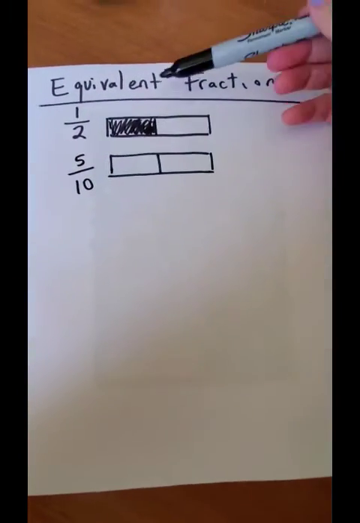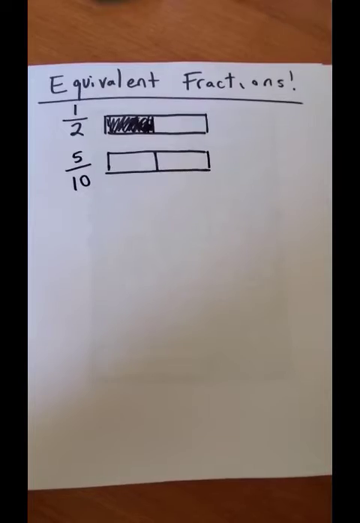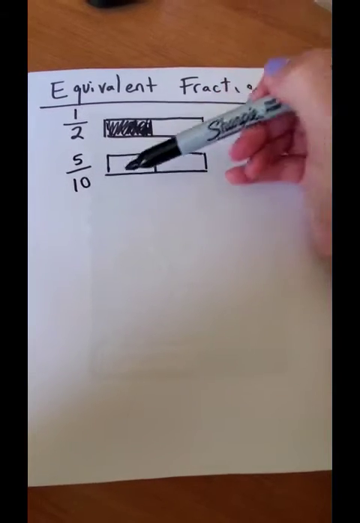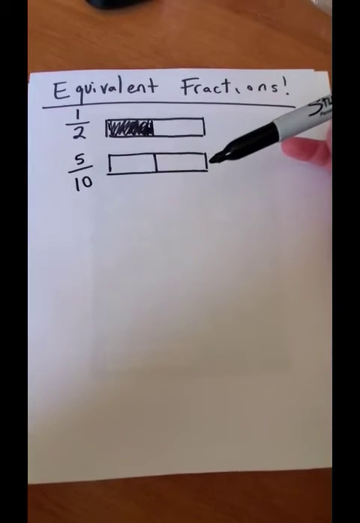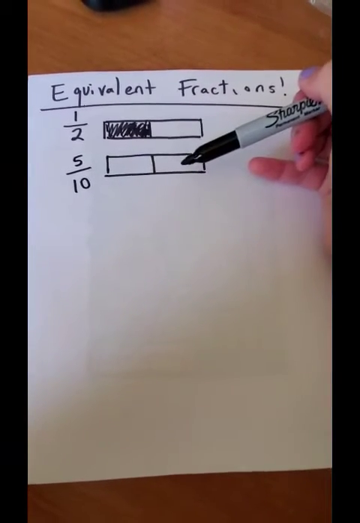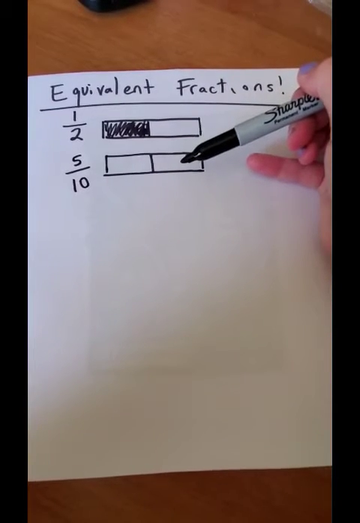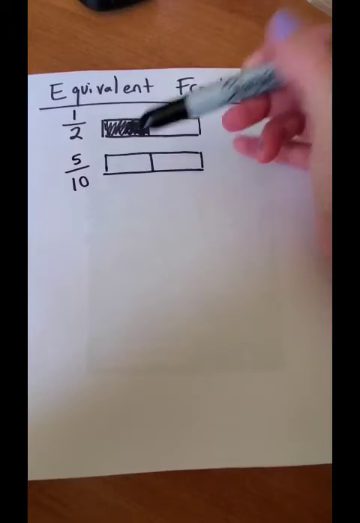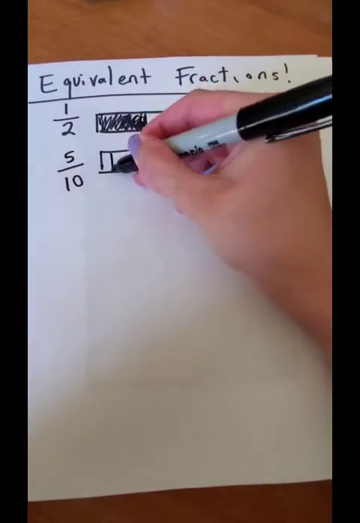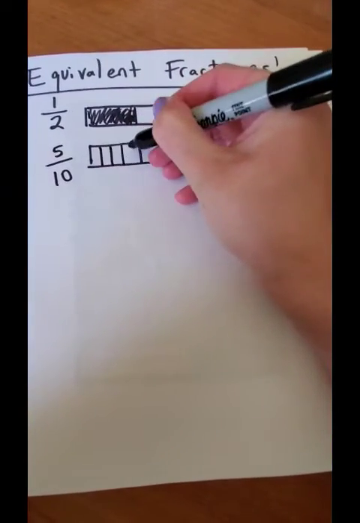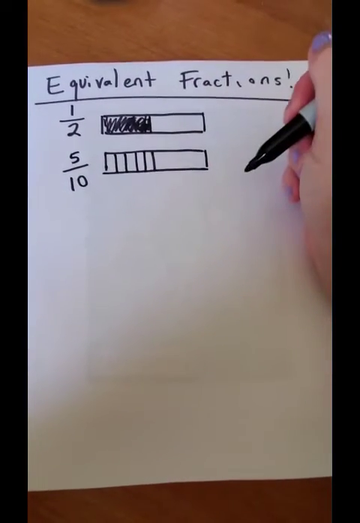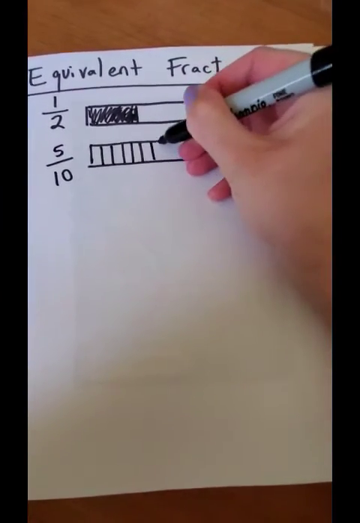So I need to make it equivalent. Equivalent means the same. So if I want to change 1/2 to 5/10, what I need to do is I need to have 10 parts total. So we know that 10 is really a group of 5 and another group of 5. So I need to change 1/2 into 5 pieces. So there are 5 pieces in this half. 1, 2, 3, 4, 5. And then there are going to be another 5 pieces in the other half.